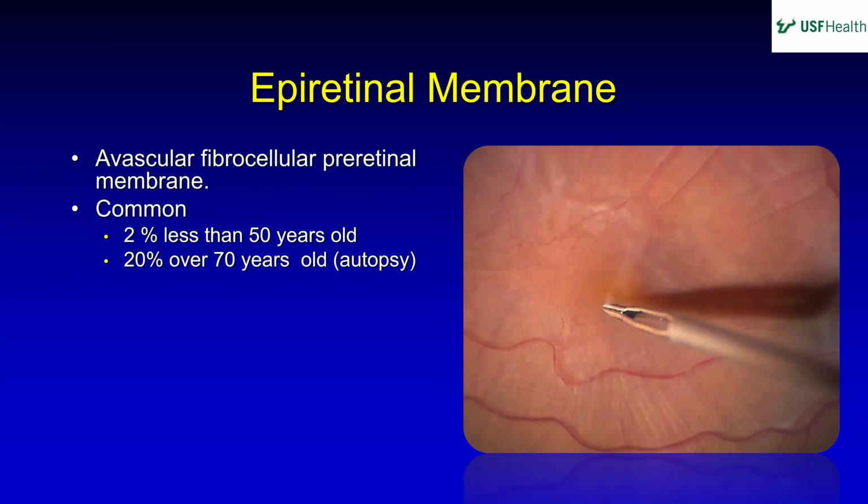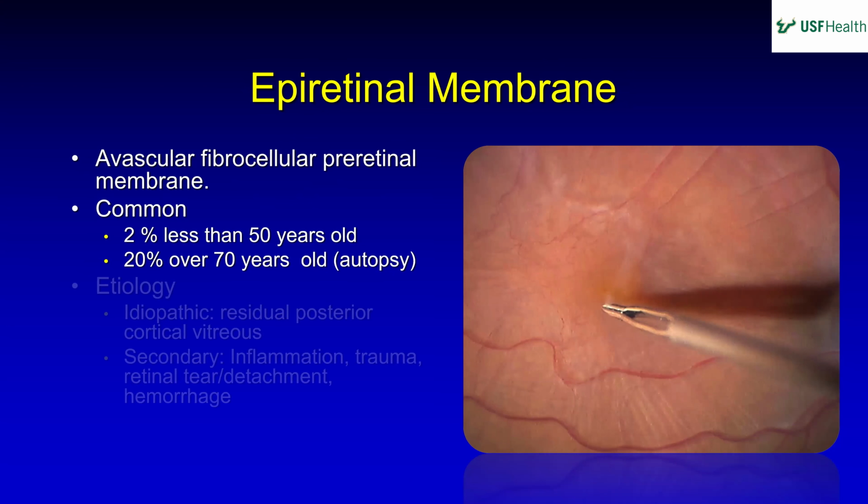2% of people get it, less than 50, 20% over 70 at autopsy. Clinically, it's about 7 to 10%. So a lot of times when you see people with something, it's nice to tell them it's common. That way they don't freak out. So you'll say, it's amazing, 7% is also nevuses. People will say, oh my God, you have a macular pucker. It's like, no, it's pretty common.